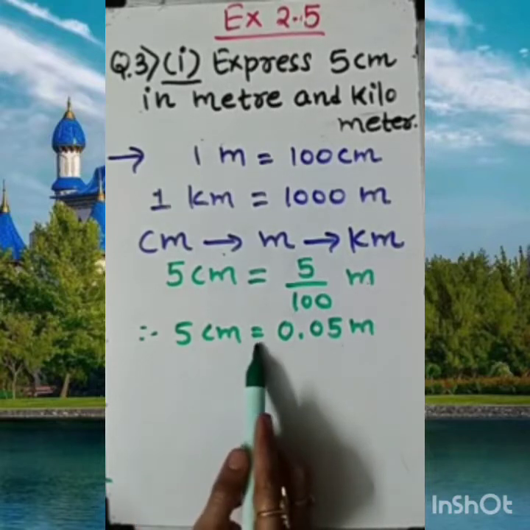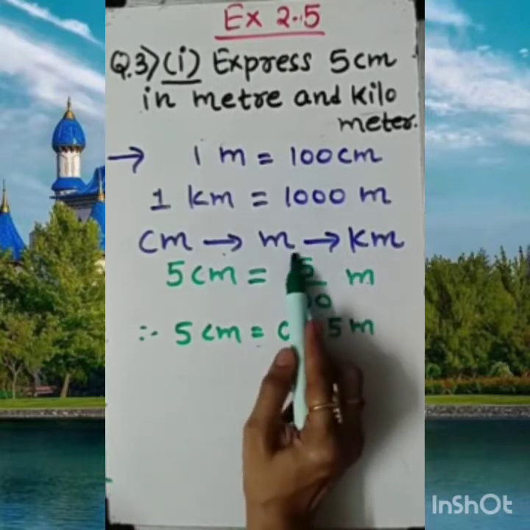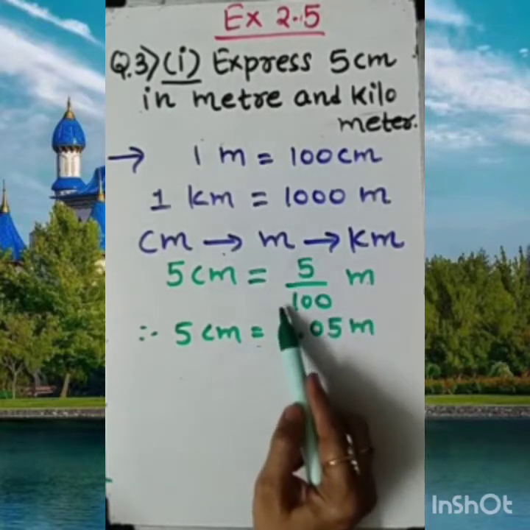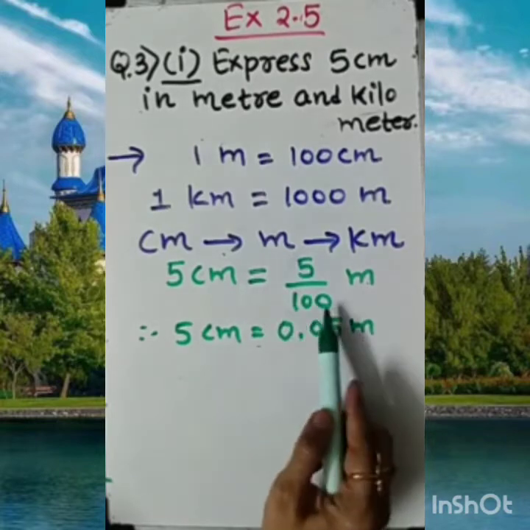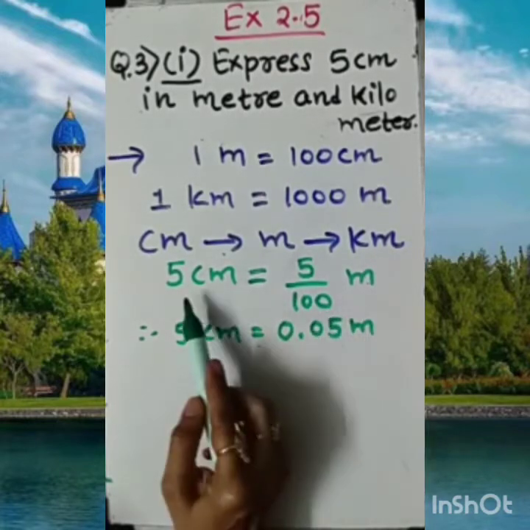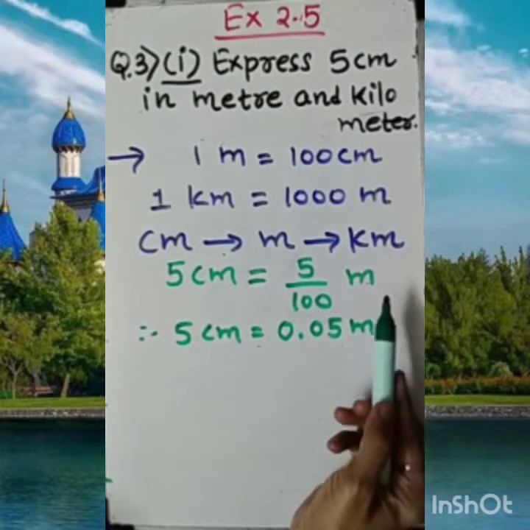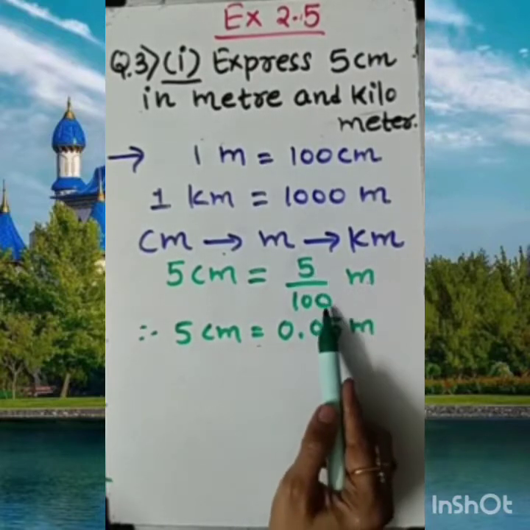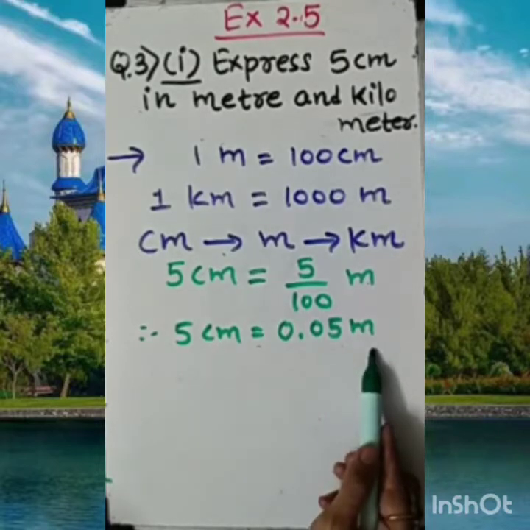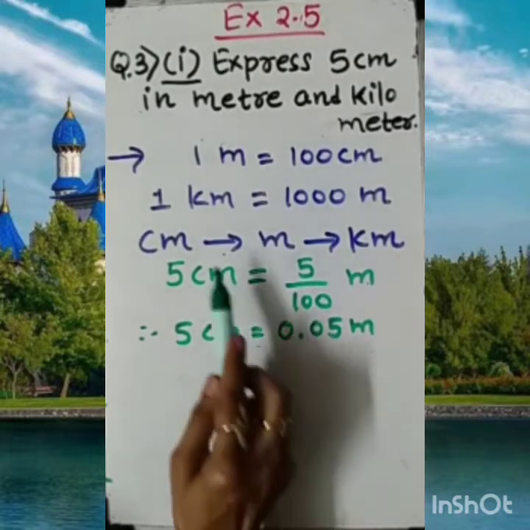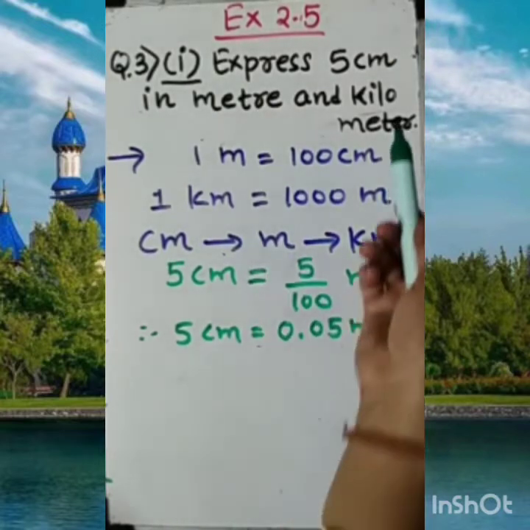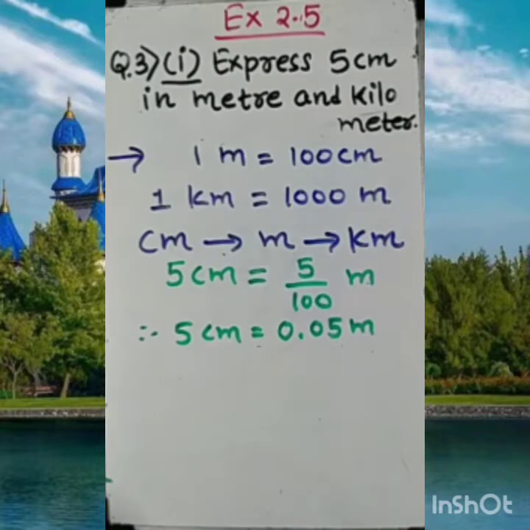5 centimeter equal to, because 1 meter equal to 100 centimeter, so I have to divide this with 100. Okay, from small unit to big unit I am converting, and as we know, 5 upon 100, that is 0.05 meter. Got it? But this is the conversion from centimeter to meter. According to the question, we want the conversion into kilometers.